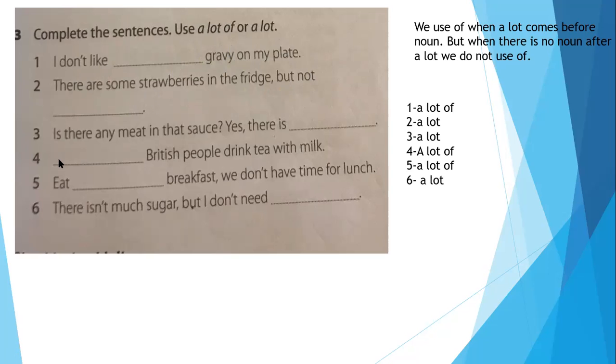Look here also. Is there any meat in that sauce? Yes, there is a lot. Yes, here. British people drink tea with milk. A lot of British people drink tea with milk. So here we have a noun and space بعد الفراغ فبحط a lot of. دايما بعد الأوف we must have a noun. Here they eat a lot of breakfast. We don't have time for lunch. There isn't much sugar but I don't need a lot.